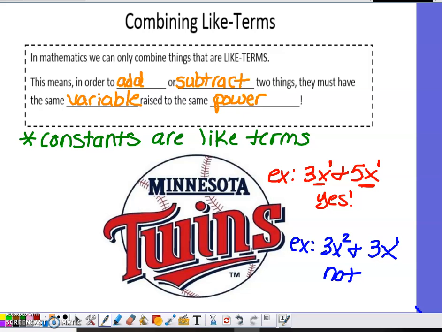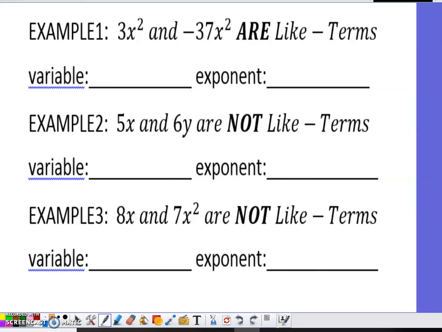So before we get into actually adding and subtracting like terms, let's go ahead and just do a little bit more practice with determining if things are like terms or not. So looking at the first one, we have 3x squared and we have negative 37x squared. And I actually already told you that they are in fact like terms. So let's discuss why they are like terms.